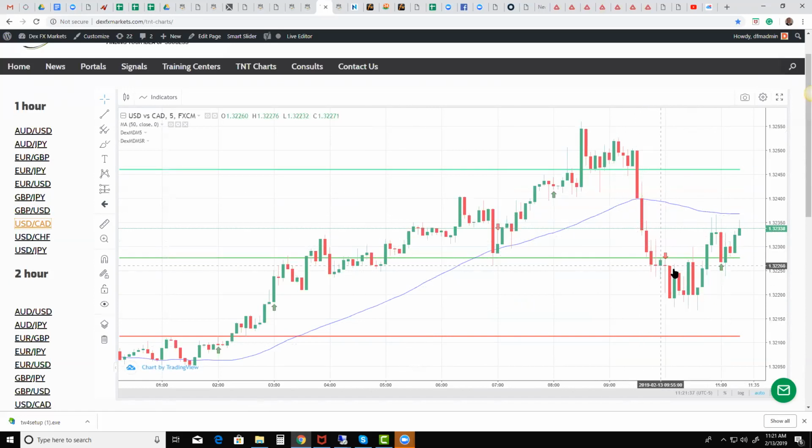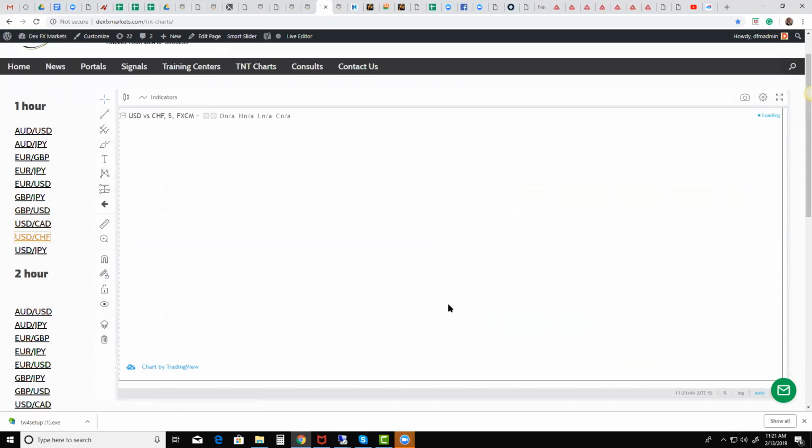was that news and everything else that came out. But then we started to right itself. It'll probably right itself over the day and get back up to where it's supposed to be. USD CHF.